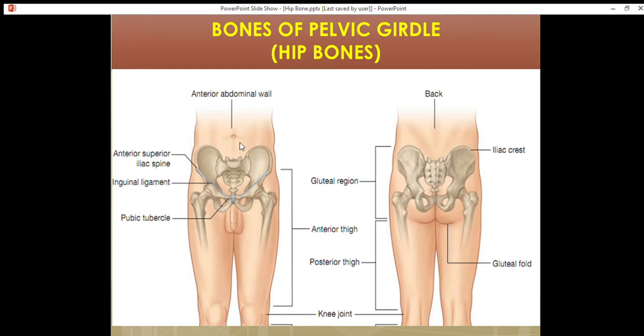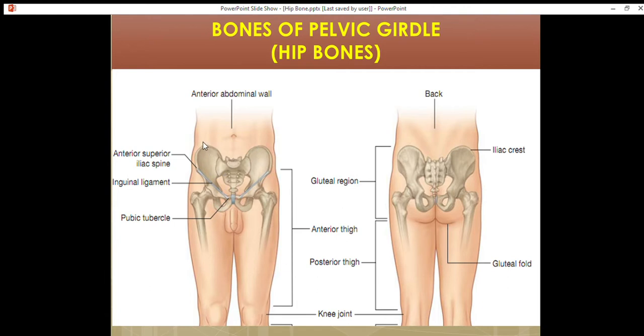Okay, in this diagram you can see that the inferior appendicular skeleton will have two components. One is the pelvic girdle, which is basically joining the trunk and the lower limbs, and it is formed by the two hip bones mainly. And then we have the free lower limbs below these, which are also joined to the pelvic girdle. Now, pelvic girdle here is formed, as you can see in the diagram, by two hip bones.